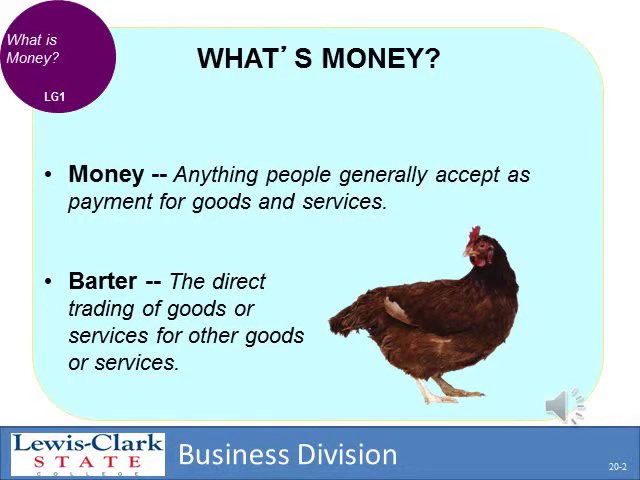Money, as this slide tells us, is anything that people will accept for payment for goods and services, and that might be a US dollar, it might be a Bitcoin. Back in ancient times, it was huge rocks or seashells. Barter, on the other hand, is the direct exchange of goods and services. So I'll paint your house, and in return, I'll expect you to repair my car.